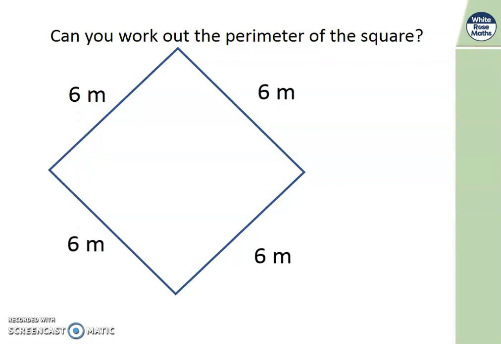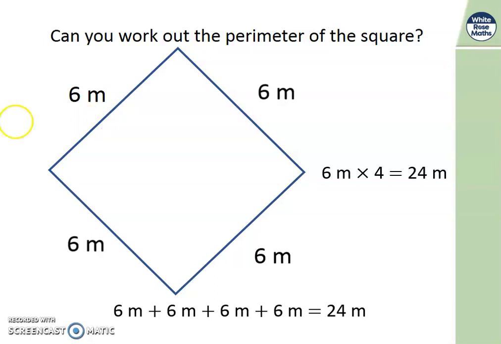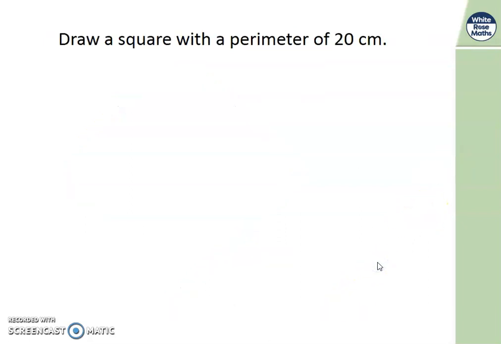To find the perimeter, I need to add up all the outside edges. So it's 6, add 6, add 6, add 6, which is 24. Can you spot a quicker way to work that out? That's right. I've got the number 6 4 times. So I could do 6 meters times by 4, which is 24. We get the same answer, so that is correct.